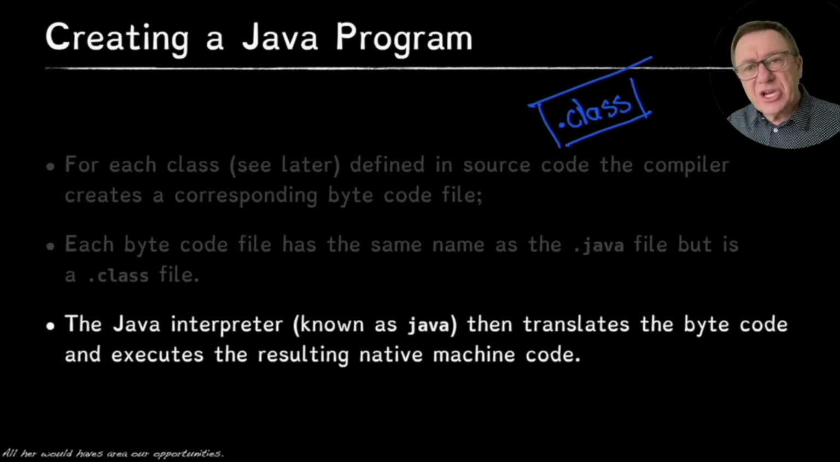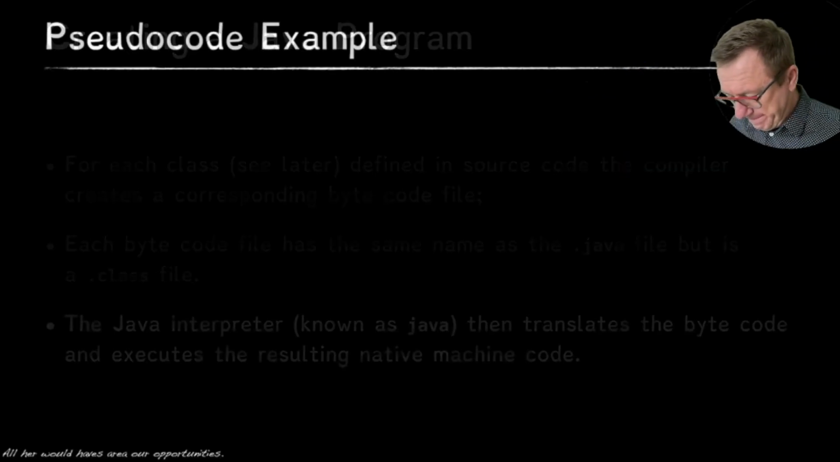Then, the Java interpreter, okay? I say java because that's the command we'll run. It will translate that bytecode and execute the machine code of the machine that it runs on. What? Basically, we'll type java and the name of your program and it will run. That's what I'm really saying.